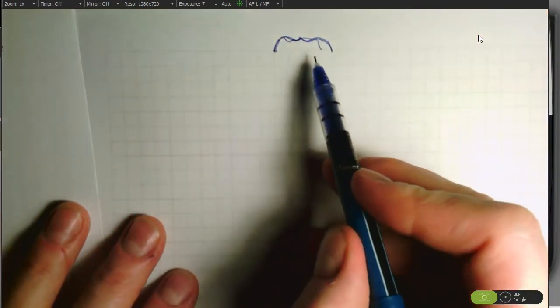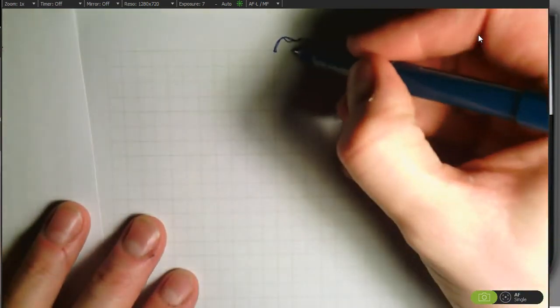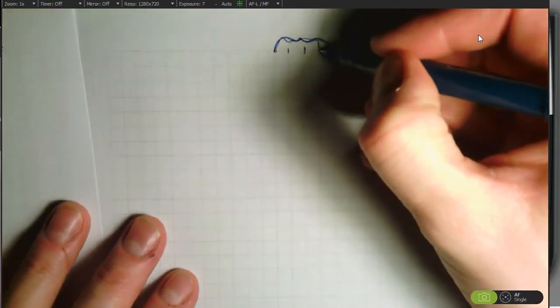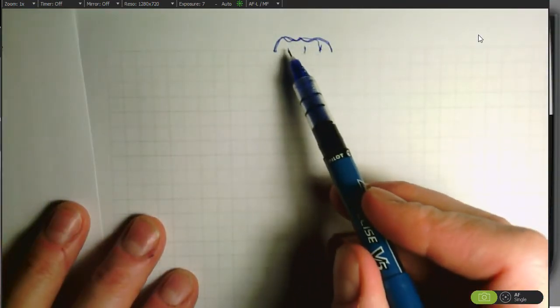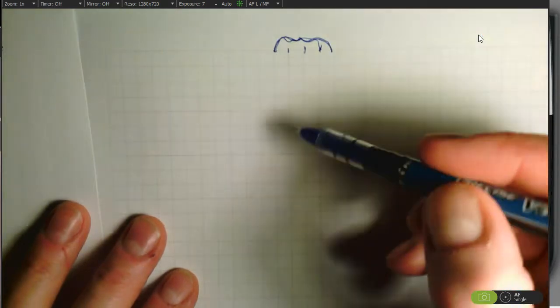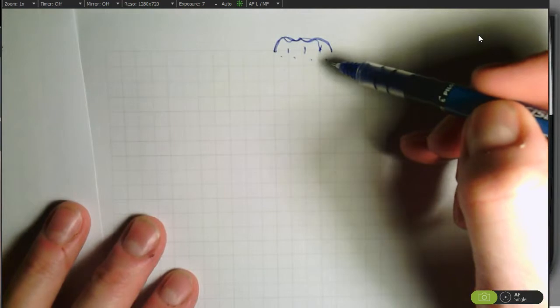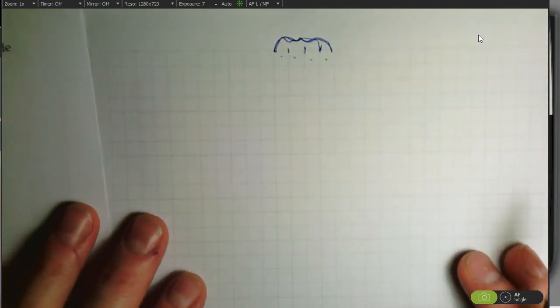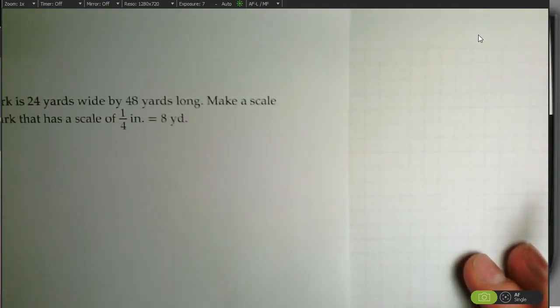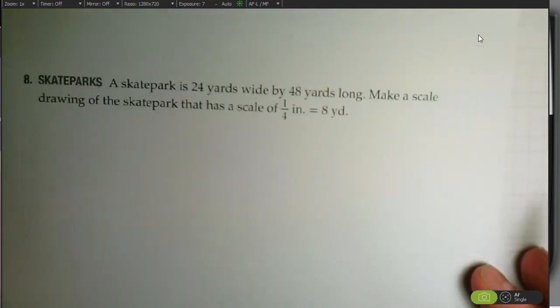If I look at 4 blocks in a row, 1, 2, 3, 4, that's 1 inch wide. Okay, so each block is 1/4 inch. So the question really is, how many 1/4 inches should I go across for 24 yards and 48 yards?